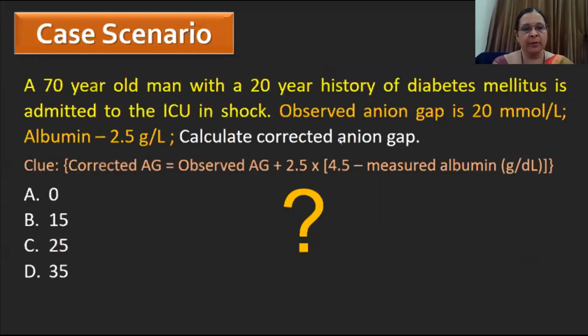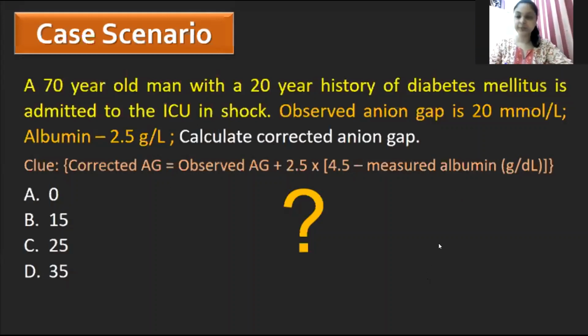So we had this diabetic patient in the ICU in shock. We said observed anion gap was 20 millimoles per liter. We did that calculation already. Let us say his albumin was 2.5 grams per deciliter. I'm sorry, it should be deciliter here. Calculate corrected anion gap. Can I have Alankrita do this calculation?